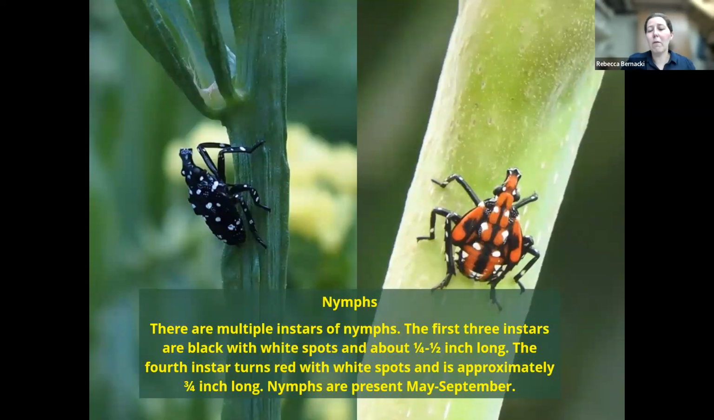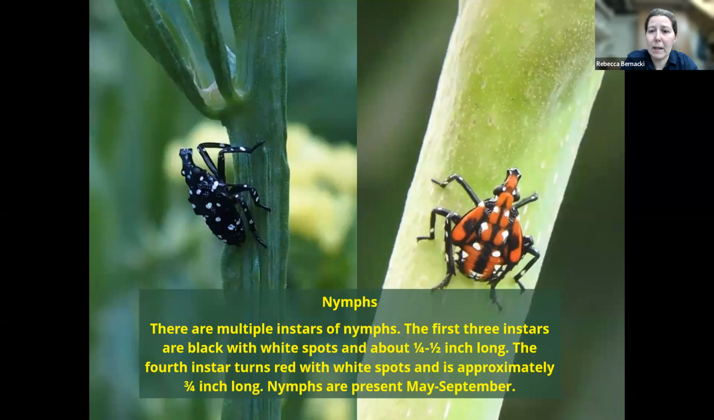So the nymphs of spotted lanternfly go through multiple instars or stages. And the first 3 of those instars are going to be black with white spots and range in size from 1/4 inch to 1/2 inch long. You can see what those look like on the left. The 4th instar turns a red color with white spots, and it's approximately 3/4 of an inch long. Nymphs are going to be present from May to September.